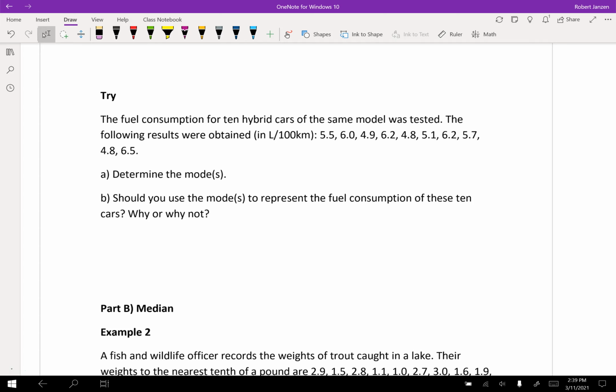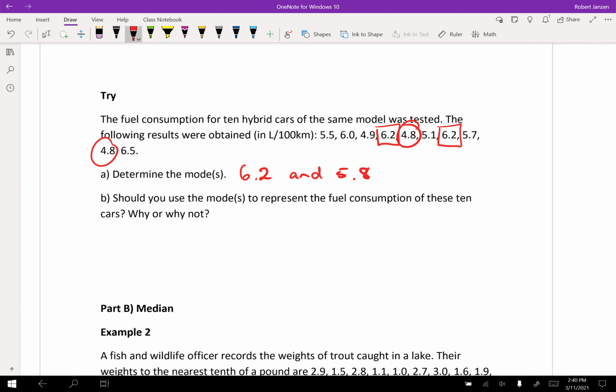Let's try this question. The fuel consumption of 10 hybrid cars of the same model was tested. The following results were obtained. So these are numbers listed. Determine the mode. Which one happens the most often? It often makes sense to list these numbers in order from least to greatest. Then you can see which one happens the most. But if you examine them closely, I think you can see there are 2 that are 4.8 and there are 2 that are 6.2. So those are our modes. They are the ones that happen the most often.